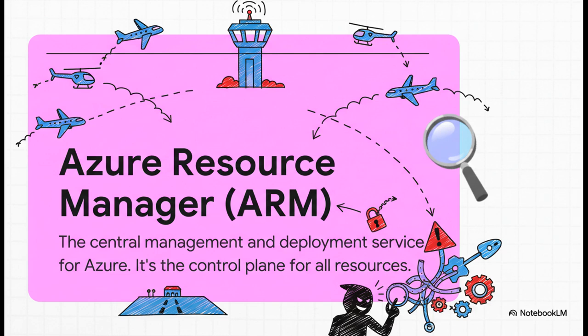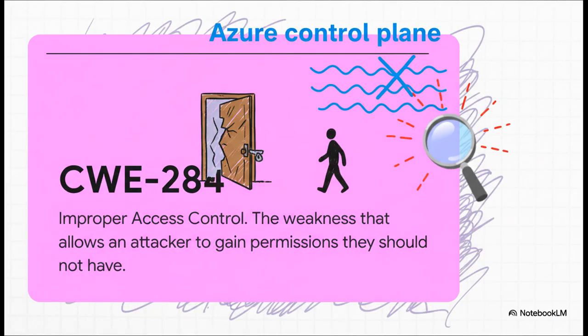Now, you can think of ARM as the air traffic control tower for your entire Azure setup. It's the central command center that handles creating, updating, and deleting pretty much everything. So if an attacker gets control of ARM, it's not like they've hijacked one plane, they've basically taken over the entire airport.